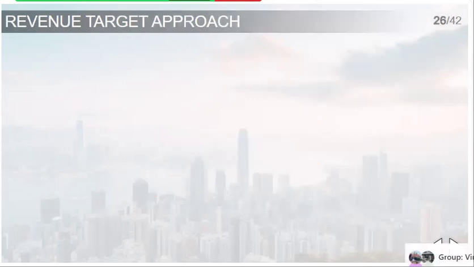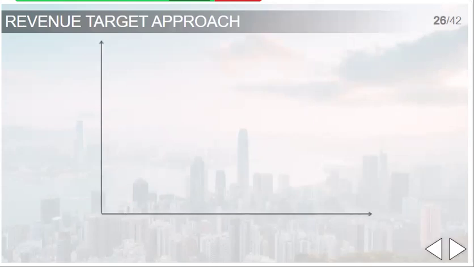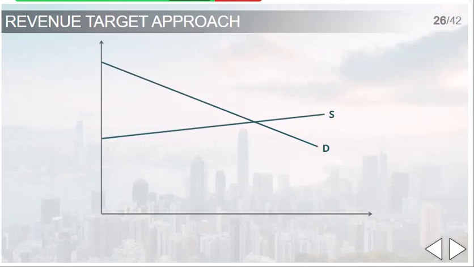In cases where the jurisdiction is driven primarily by raising revenue through the carbon tax, the tax rate can be set so that it generates a specific level of revenue. Before the introduction of the tax, the supply and demand curves, S and D, intersect at a point corresponding to the market price, P, and quantity, Q.